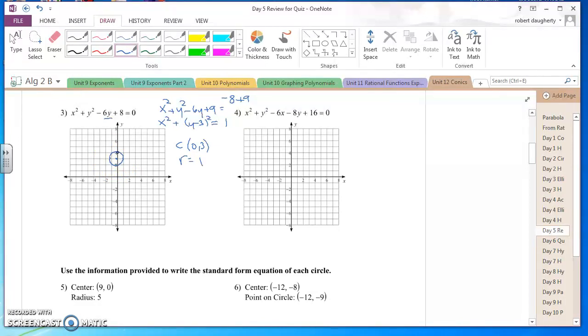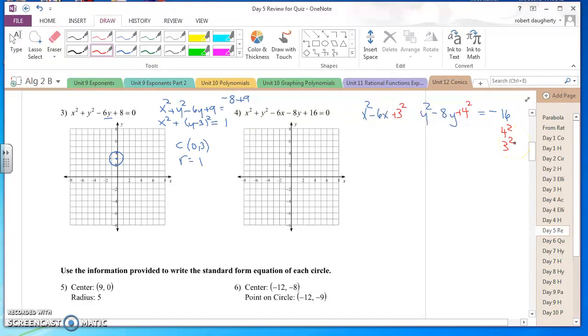The next one also I have to complete the square. I'm going to have to complete the square in x and y. So x squared minus 6x, I'm going to leave some space there. And then I'm going to have y squared minus 8y equals -16. So what I need to add to both sides, half of 6 is 3, so I'm going to have to add 9 or 3 squared. Half of 8 is 4, so I'm going to have to add 4 squared, or 16.